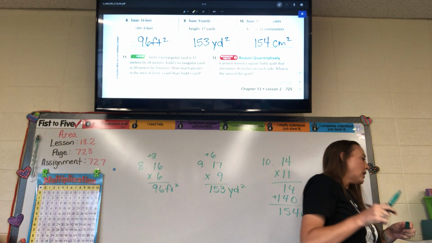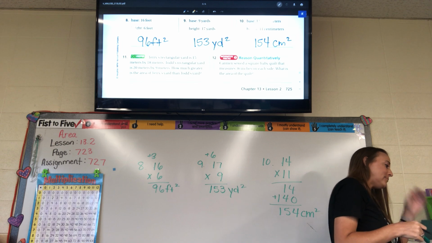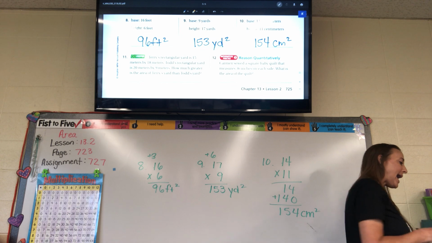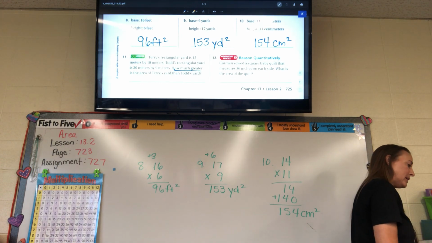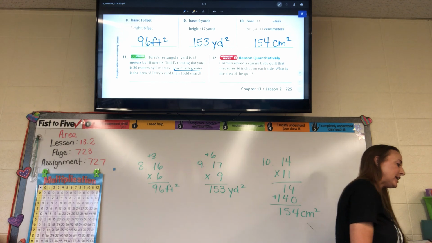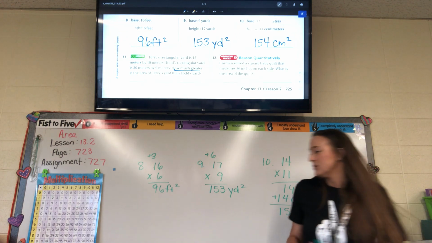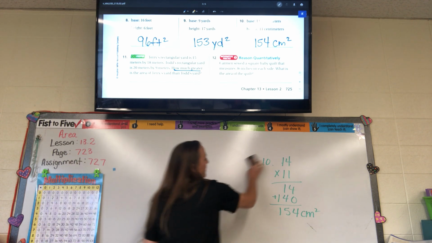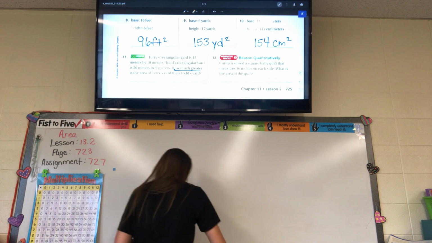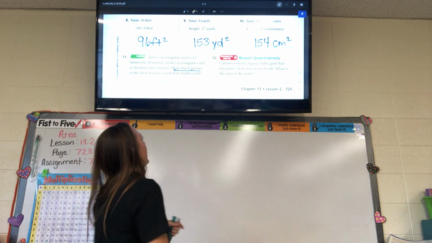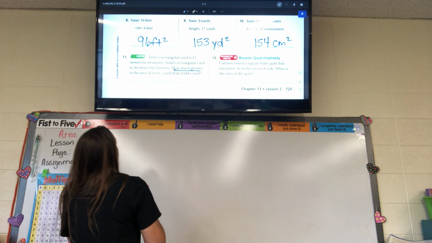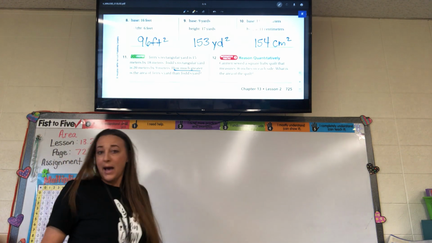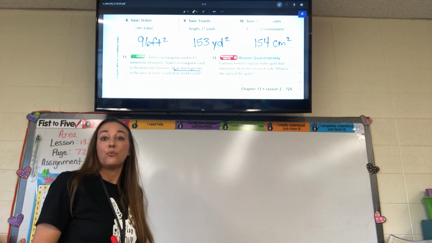Terry's rectangular yard is 15 meters by 18 meters. Todd's rectangular yard is 20 meters by 9 meters. How much greater is the area of Terry's than Todd's? Okay, so first we got to figure out Terry's, then Todd's, and then find my favorite math word, difference. I'm going to use red for Terry and black for Todd because we are the pirates and our colors are red and black.